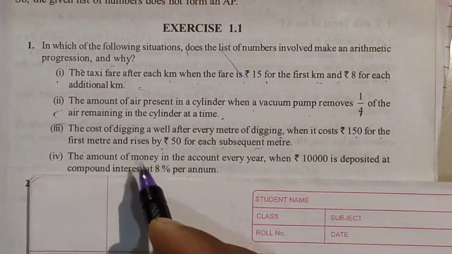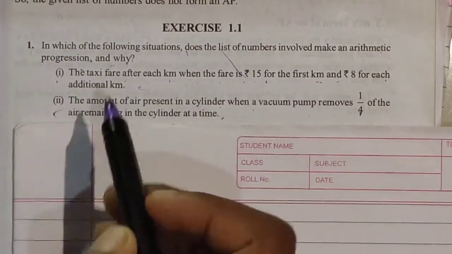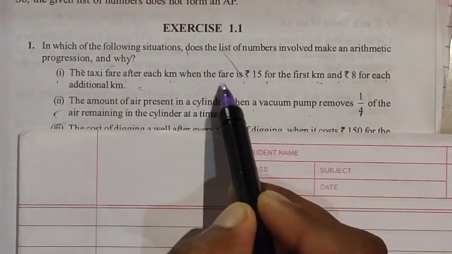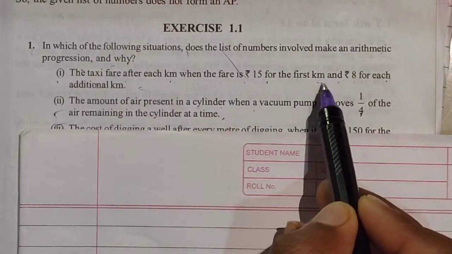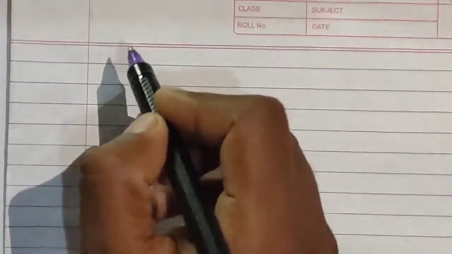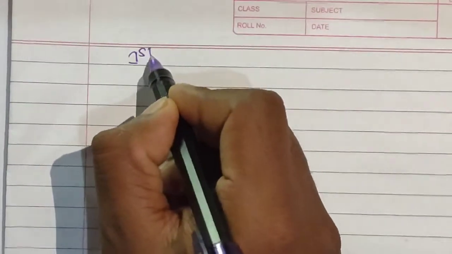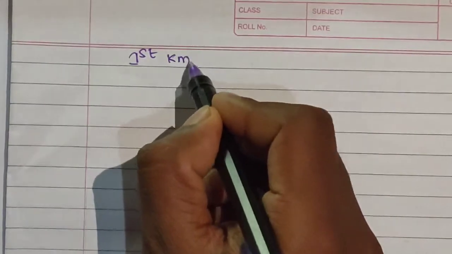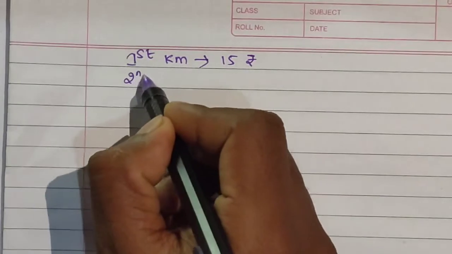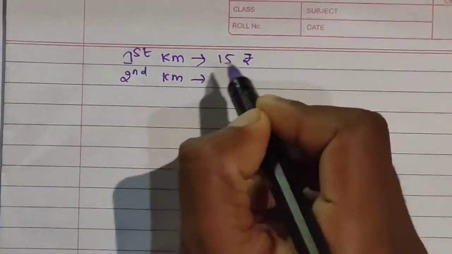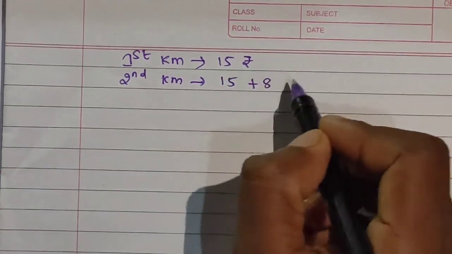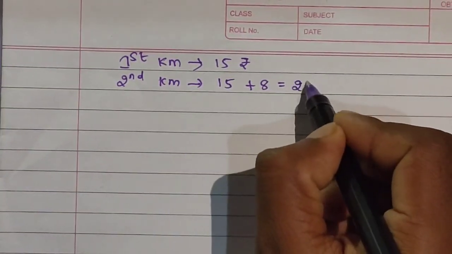How to check? I will show the first one, that is a taxi fare. I am going to read this one. The taxi fare after each kilometer, when the fare is 15 rupees for the first kilometer and 8 rupees for each additional kilometer. In a taxi, if I travel the first kilometer, I need to pay 15 rupees. If I travel the second kilometer, I need to pay 8 rupees extra to the previous one, and I already paid 15 rupees. Total value here is 23.